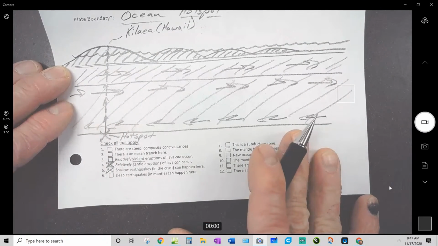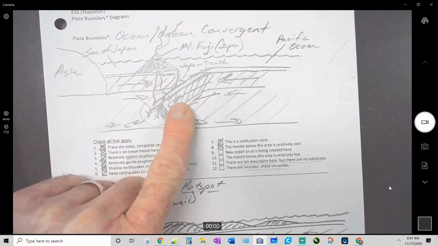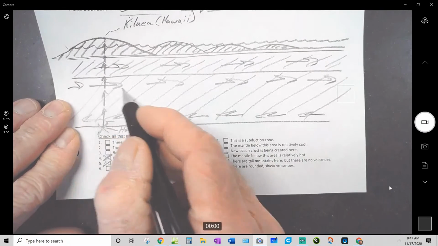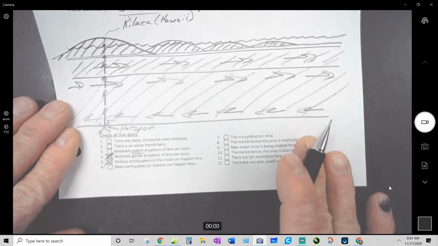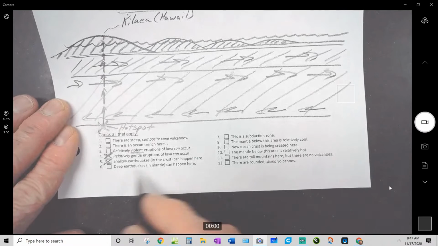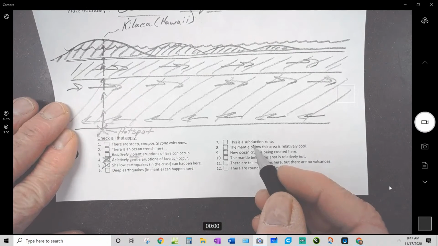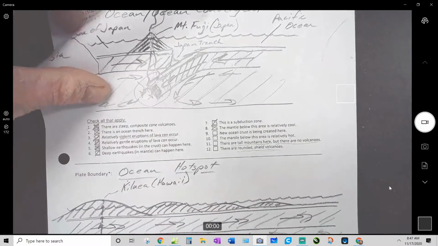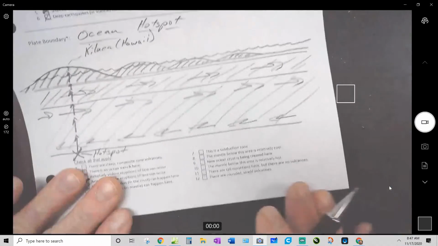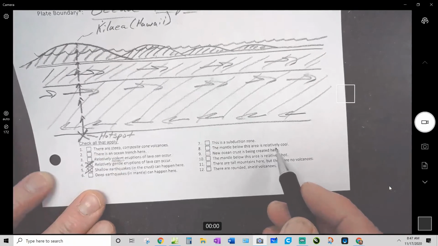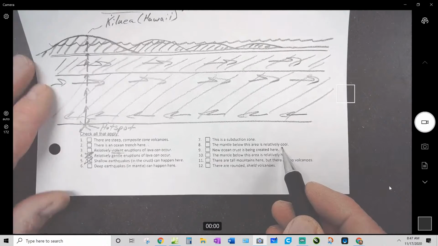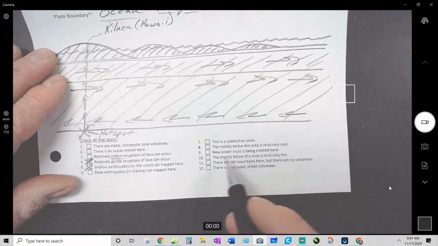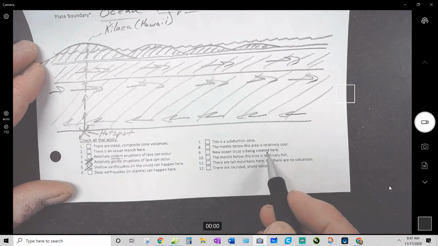The only time you get a deep earthquake, though, is when you have something diving like this. This current moving across the mantle, that's not really going to cause much big shaking. Deep earthquakes, no. Subduction zone? Is this a subduction zone? No. Subduction means something goes under something else. The mantle below this area is relatively cool. Is that true of a hot spot? No. Is there new ocean crust being created?